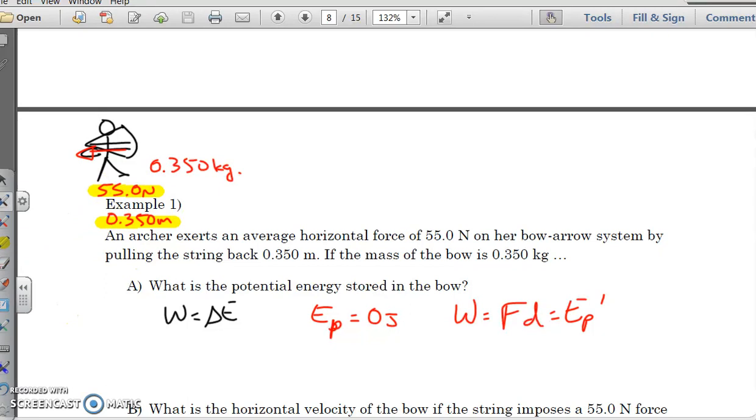And so we're going to type that into our calculators. 55 times 0.35. So 55.0 multiplied by 0.350. The amount of work being done is 19.25 joules, which will get you the potential energy in the system.